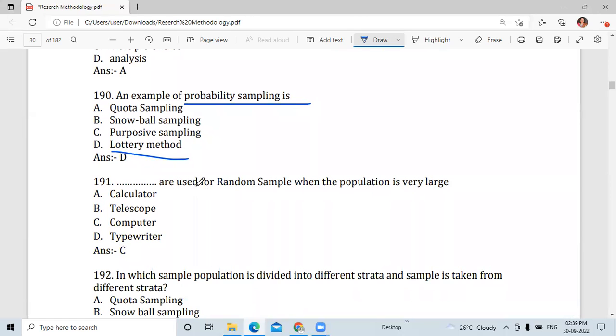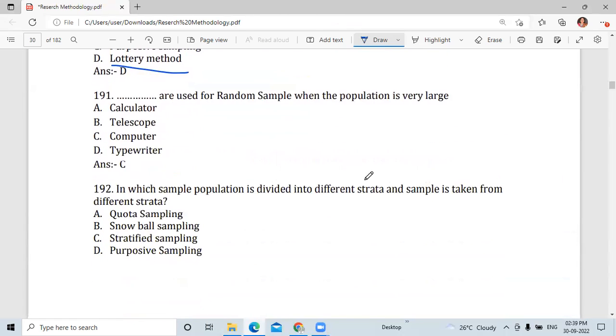Next, dash are used for random sample when the population is very large. So what is that? Computers are used for random sample when the population is very large.